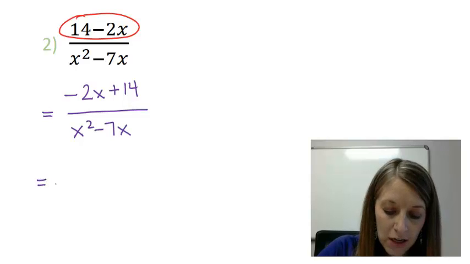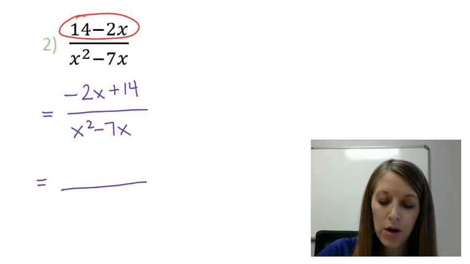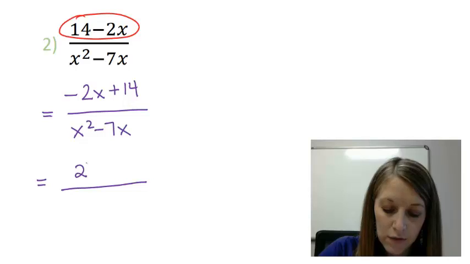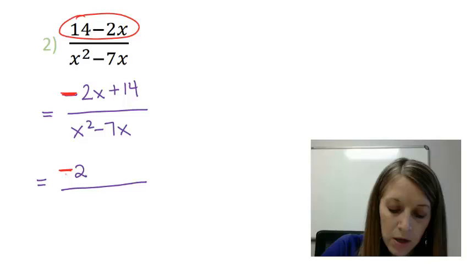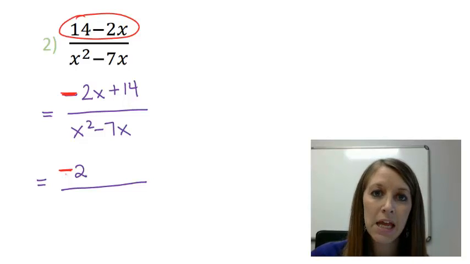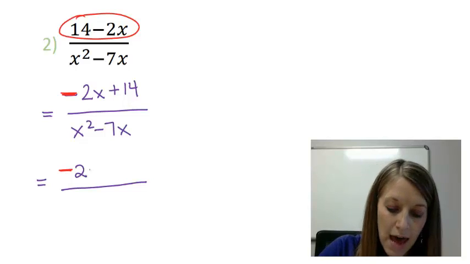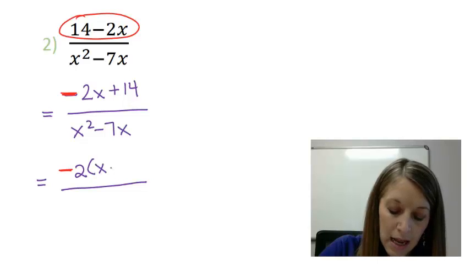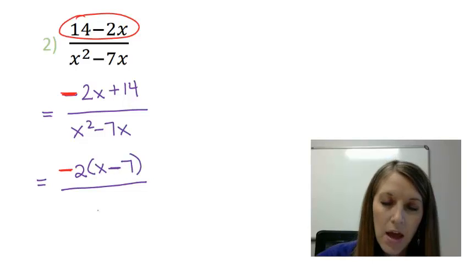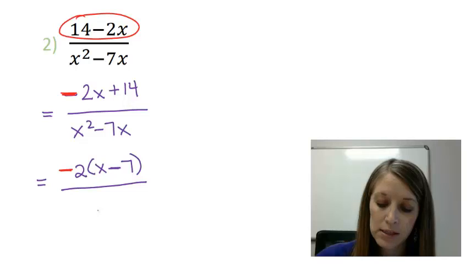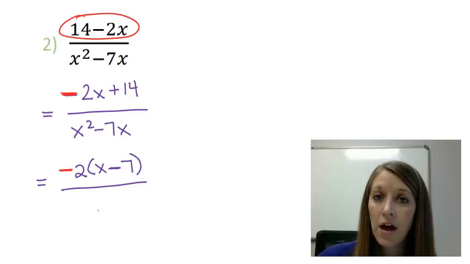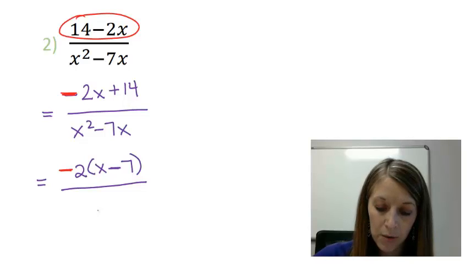Now let me try and factor this. Back to my numerator, I do notice it has a common factor of 2, but also notice I have a negative in the front, so it's probably going to be best to factor out a negative 2. If I do that, that leaves me with a positive x and a minus 7. And you're always more than welcome to double check that by distributing or multiplying it back out and make sure that we get the same answer. Now I cannot factor that any farther, so let me switch my focus to the denominator.